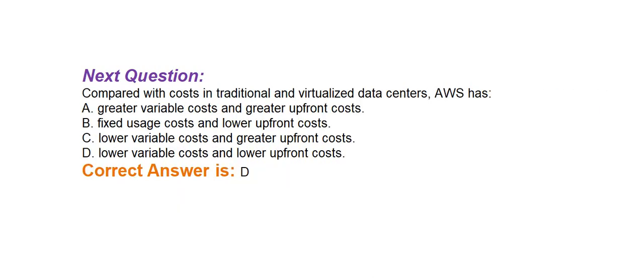3 year all upfront standard RI pricing. Next question. Compared with costs in traditional and virtualized data centers, AWS has option A. Greater variable costs and greater upfront costs. Option B. Fixed usage costs and lower upfront costs. Option C. Lower variable costs and greater upfront costs. Option D. Lower variable costs and lower upfront costs. Correct answer is option D. Lower variable costs and lower upfront costs.